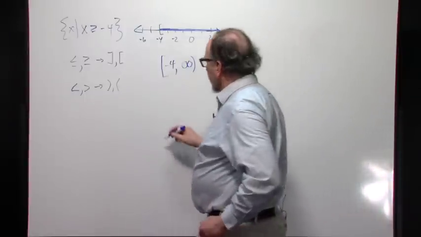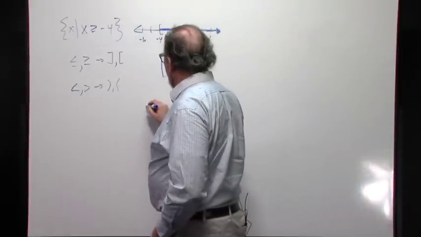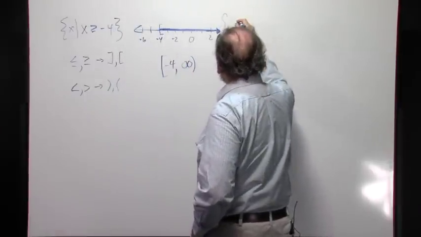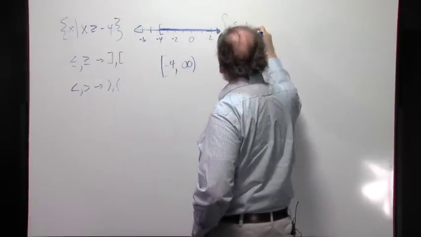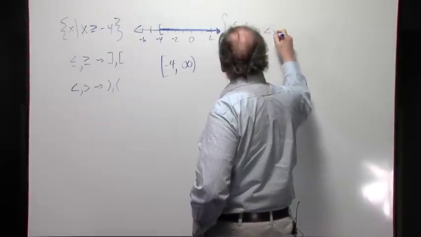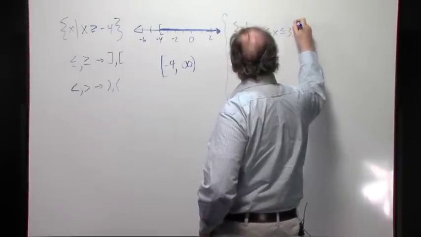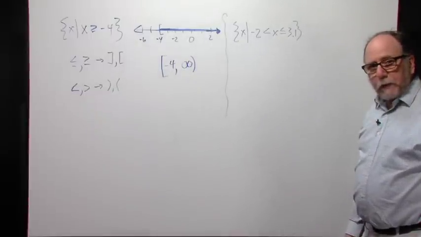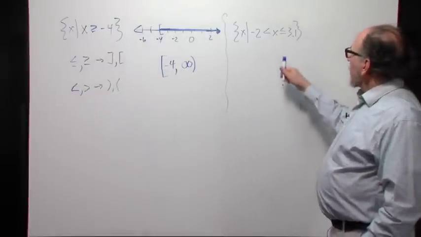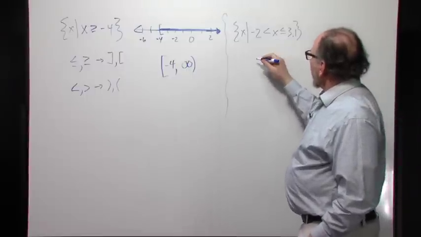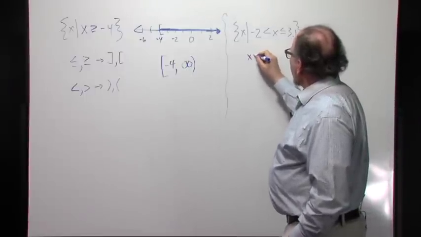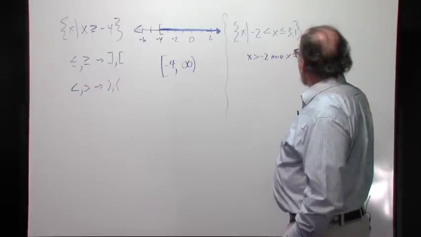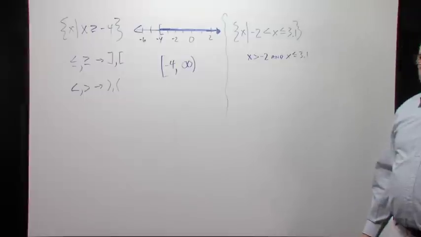Let's do a couple of more complicated ones. You may see interval notation like this. x such that -2 is less than x, which is less than or equal to 3.1. Okay, that's called a compound inequality. And this x is both, we can interpret it as x is greater than -2 and x is less than or equal to 3.1. Okay?